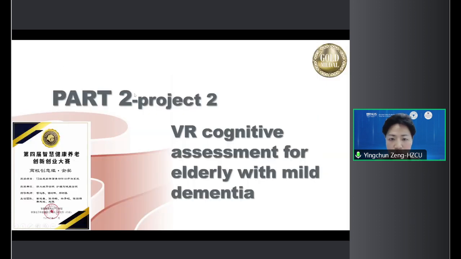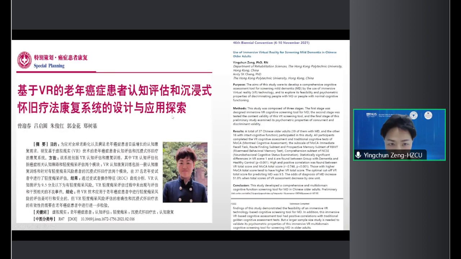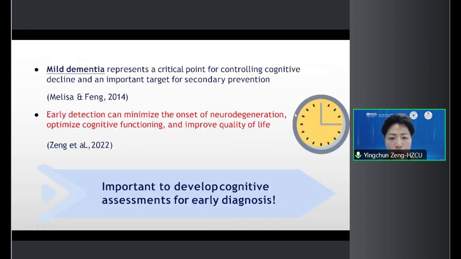My second project uses VR cognitive assessment for elderly people, especially for mild dementia. This project got a gold medal. I was invited to publish it in a top Chinese nursing journal and also present our findings at an international conference as well. So why do we need to be concerned with issues of mild dementia?